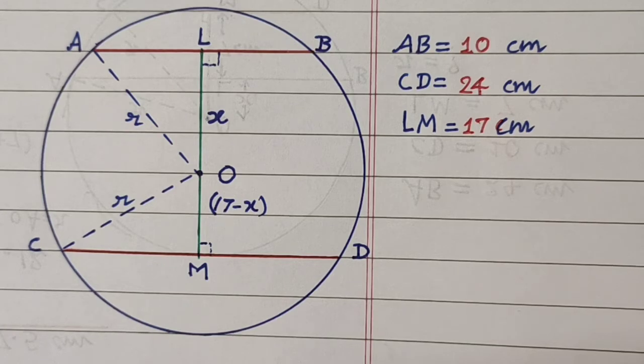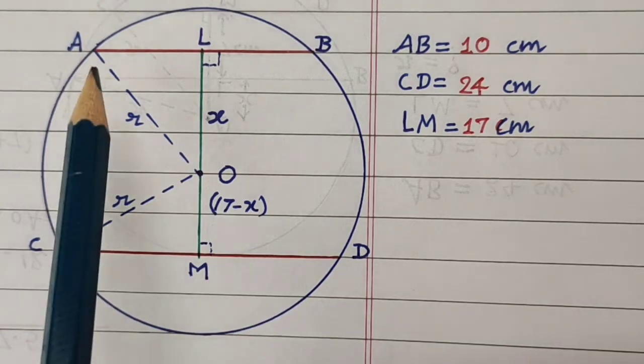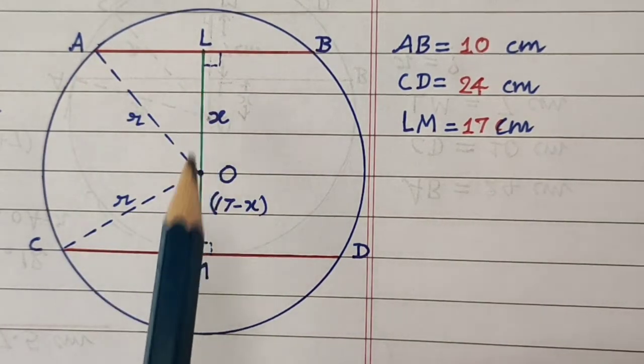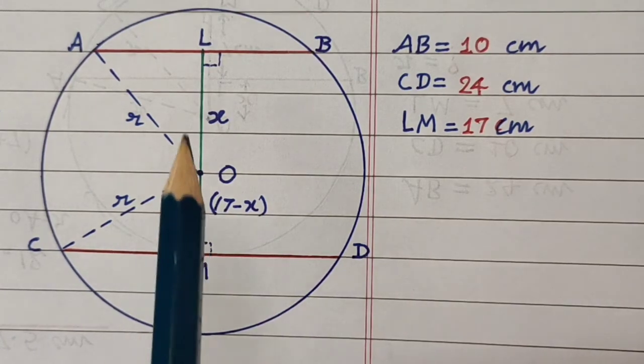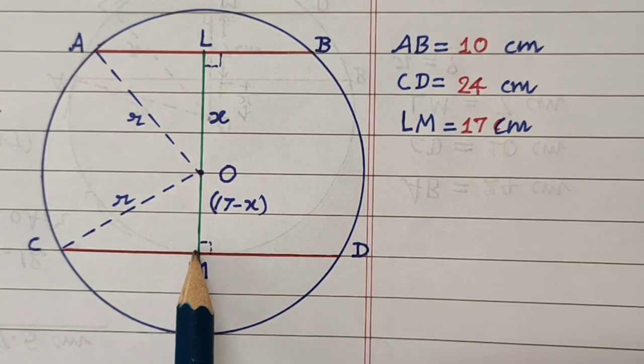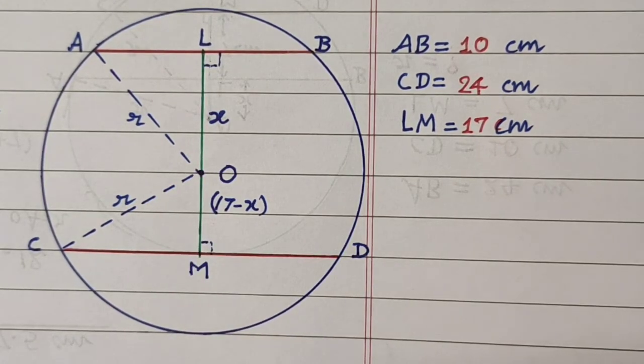AB and CD are two parallel chords of a circle such that AB is equal to 10 centimeters and CD is equal to 24 centimeters. If the chords are on the opposite sides of the center, and the distance between them is 17 centimeters, find the radius of the circle.